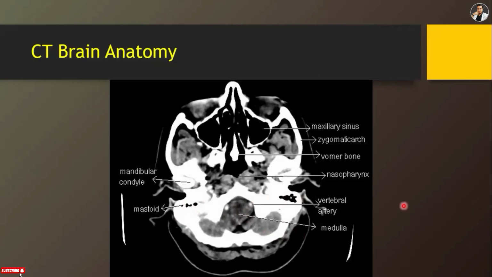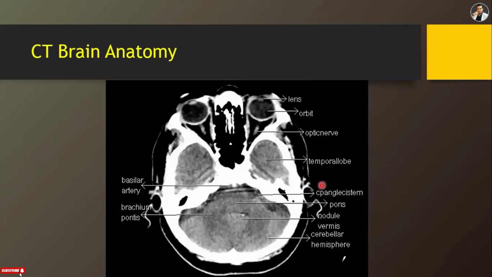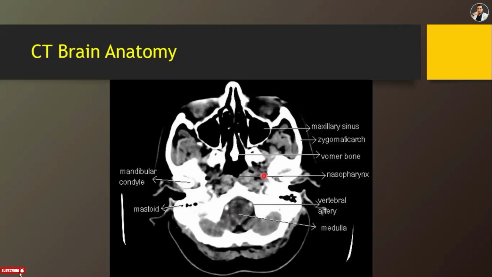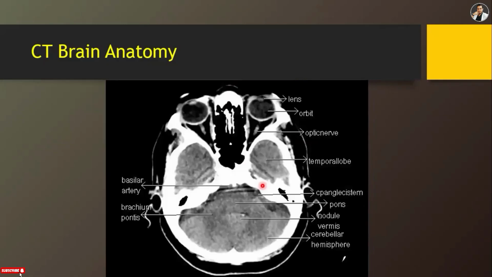We move to the next image. Now, we are moving up a little. We were here at the nasopharynx level, or at the maxillary sinus level. Now, we are moving up another slice, which is at the orbit level.